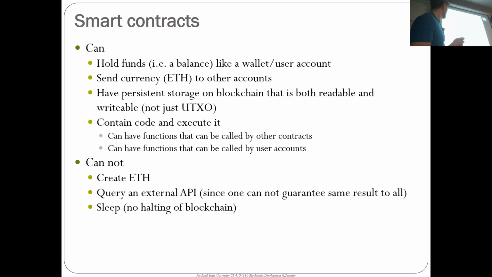It can contain code and execute it. So it can have functions that can be called by wallets and functions that can be called by other contracts. What it can't have, it cannot create Ether. So only a miner can actually create the currency, so that the incentive system is such that the mining operation to keep the whole thing secure is the thing that generates currency.